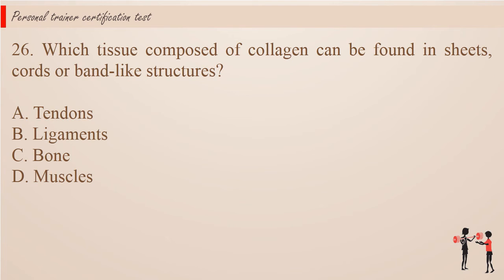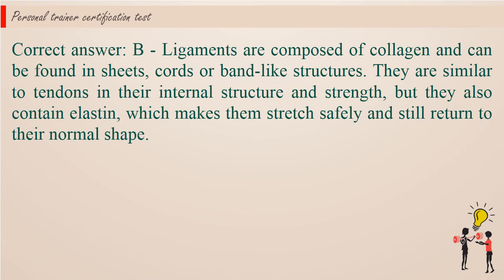Question 26. Which tissue composed of collagen can be found in sheets, cords or band-like structures? A. Tendons. B. Ligaments. C. Bone. D. Muscles. Correct answer, B. Ligaments are composed of collagen and can be found in sheets, cords or band-like structures. They are similar to tendons in their internal structure and strength, but they also contain elastin, which makes them stretch safely and still return to their normal shape.